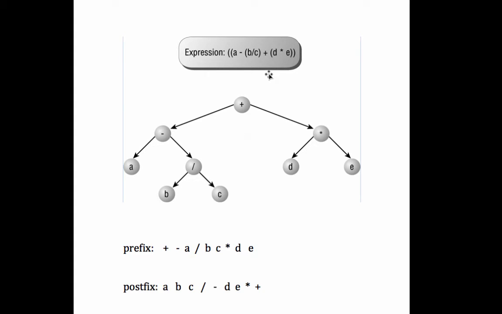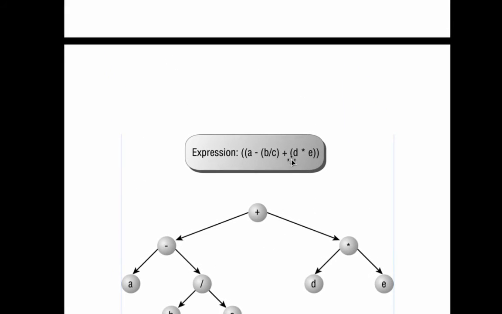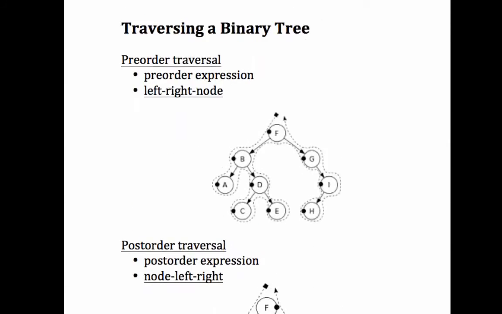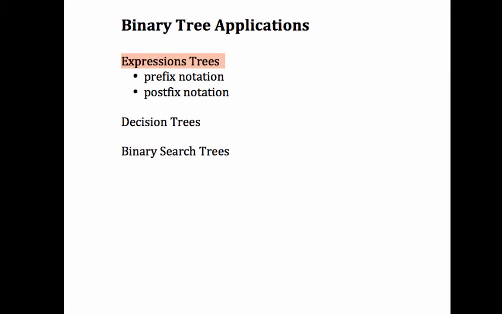And the third one is that we may need to know the evaluation rules for that particular language and that particular expression. And here, we simply traverse the tree in a very specific way that is going to allow us to evaluate this expression. So a very common application of a binary tree are expression trees.